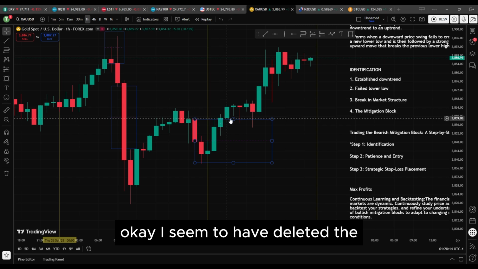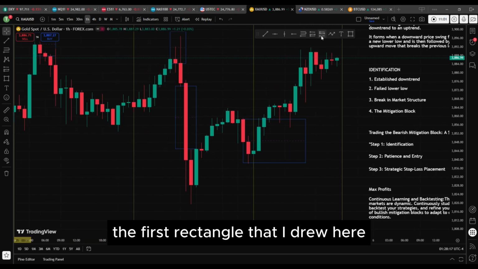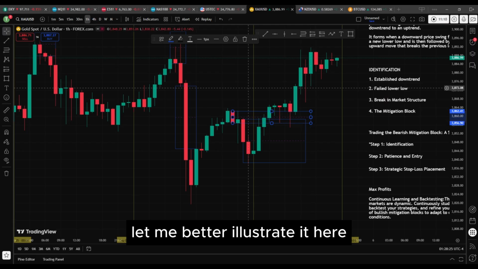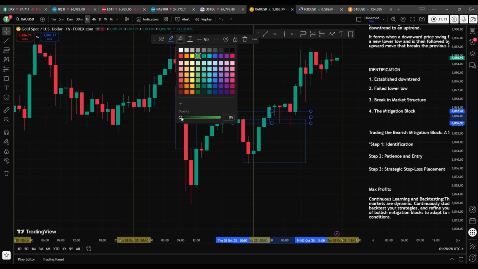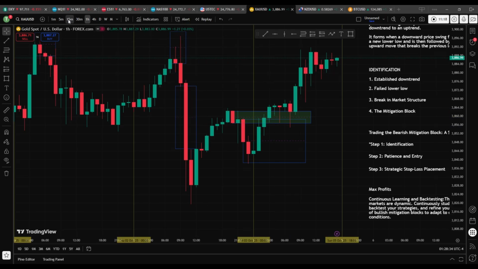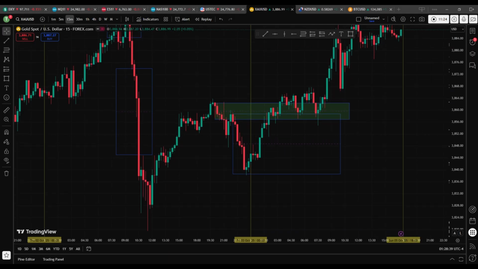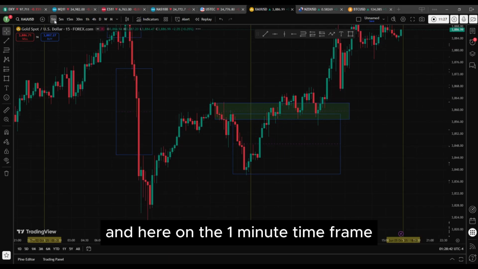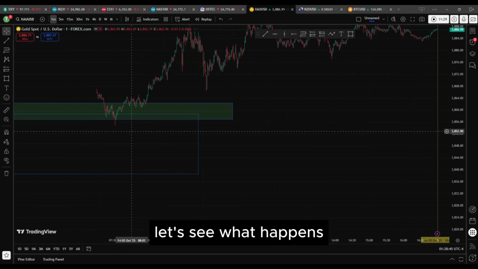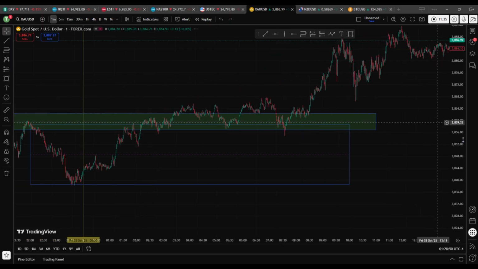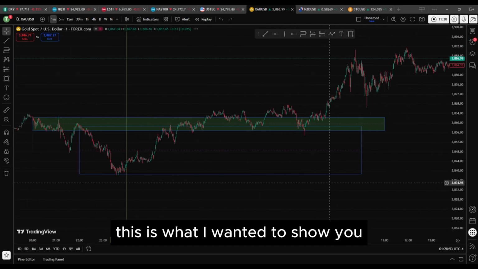We are assumed to have deleted the first rectangle that I drew here. Then here on the 1 minute time frame, let's see what happens. This is what I wanted to show you.